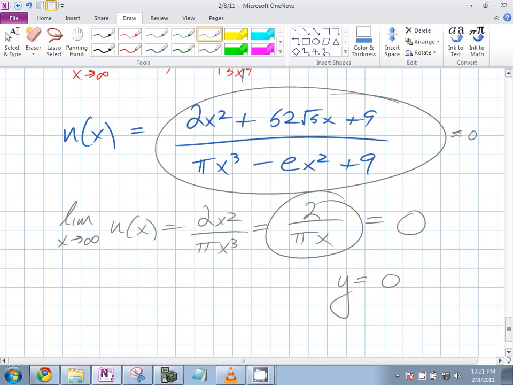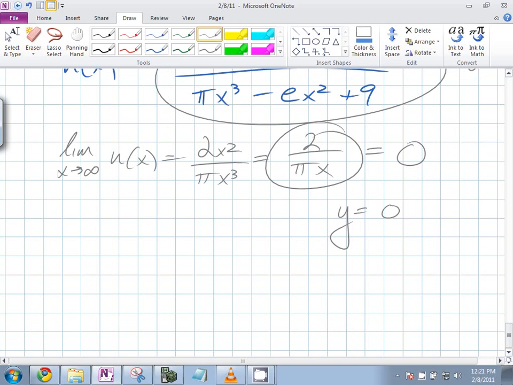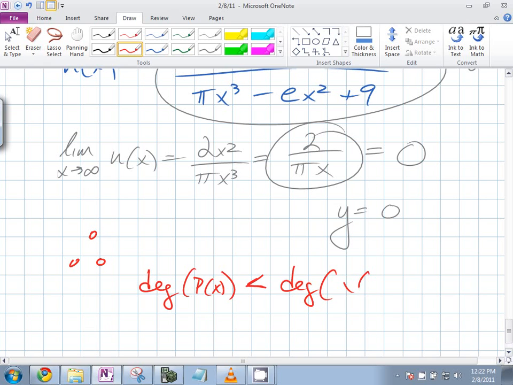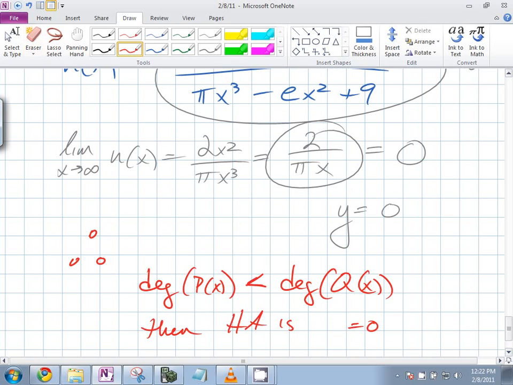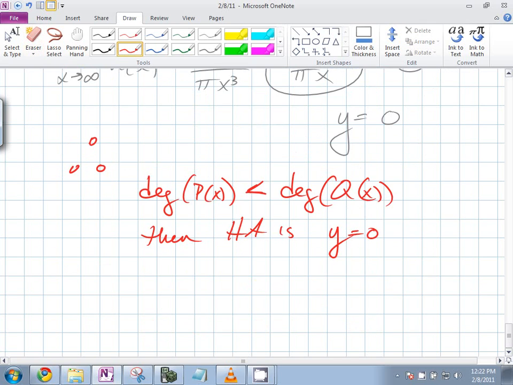Exactly. Very good. So if it's less on the top, it's going to pretty much always be 0. So what we can say about that, therefore, everybody, if the degree of p of x is strictly less than the degree of q of x, then HA is what? You have to say y equals 0. Does that make sense, everybody? Or it's okay if it doesn't make complete sense right now. That's fine. So there's one last little bit of factual information I need to impart to you.